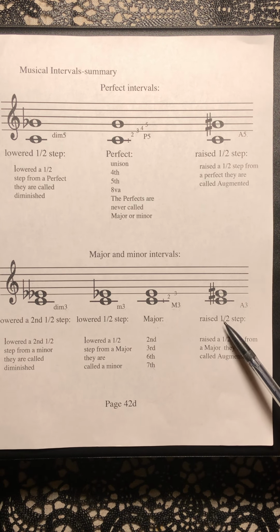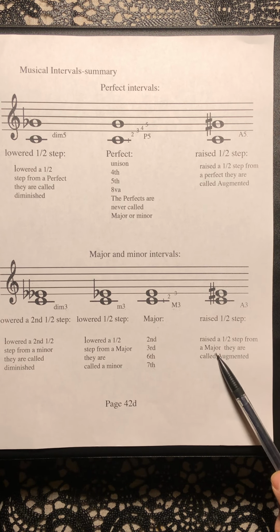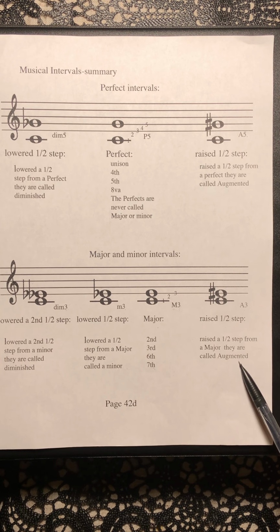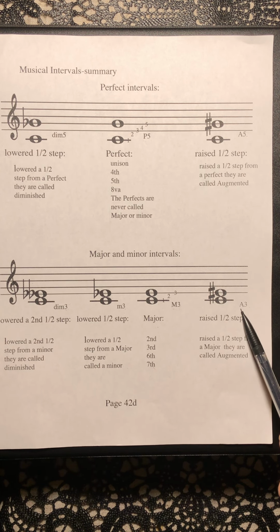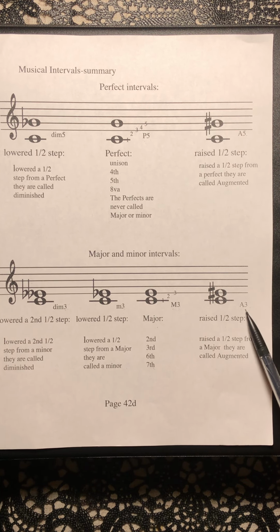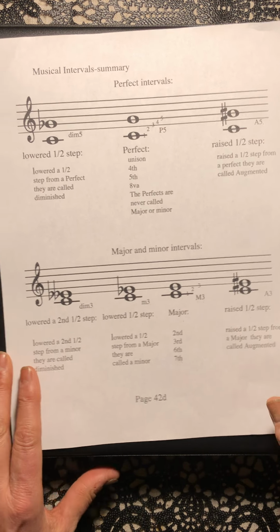Let's take a look at this one. From the major, we raised it half a step. Raised a half step from a major, they are called augmented. So we have this abbreviation, capital A3 means augmented third.